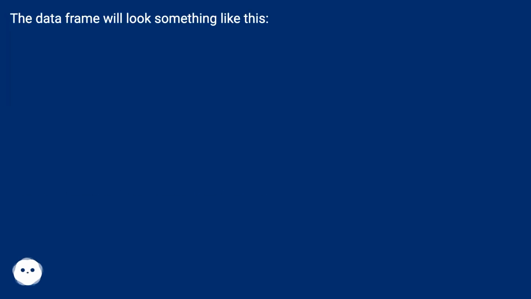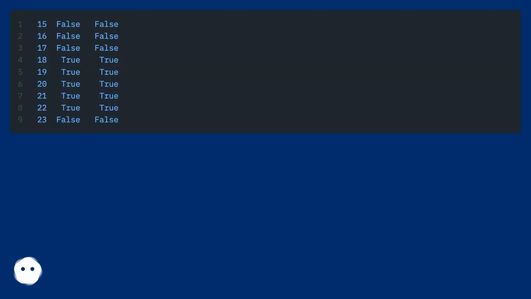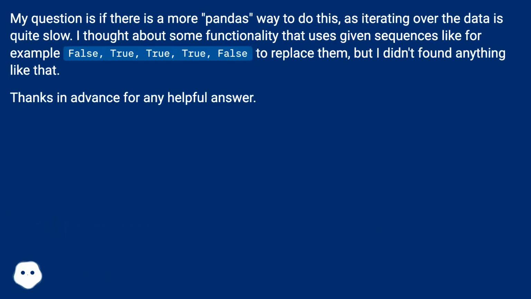The data frame will look something like this. My question is if there is a more Pandas way to do this, as iterating over the data is quite slow. I thought about some functionality that uses given sequences like, for example, false, true, true, true, false to replace them, but I didn't find anything like that. Thanks in advance for any helpful answer.